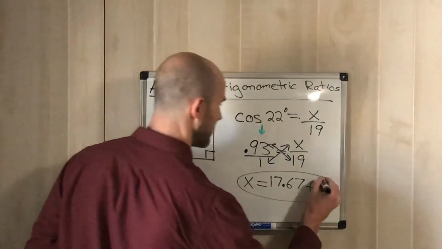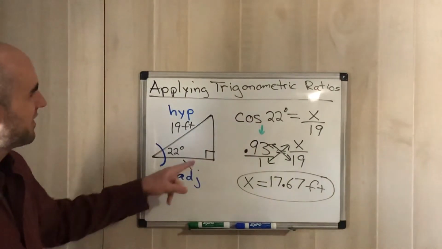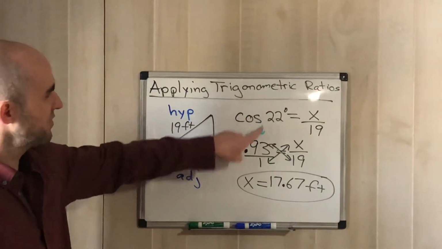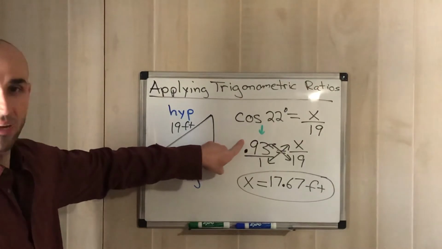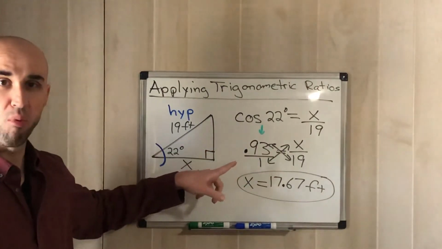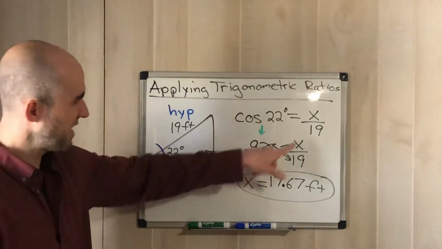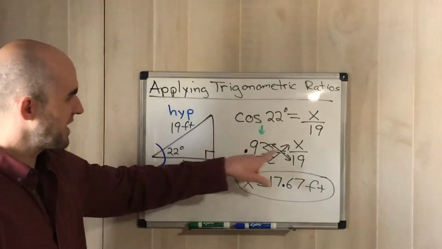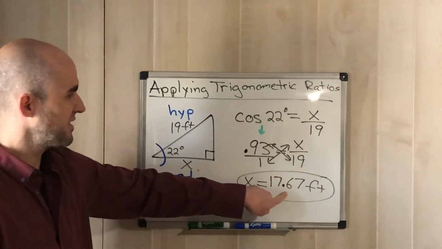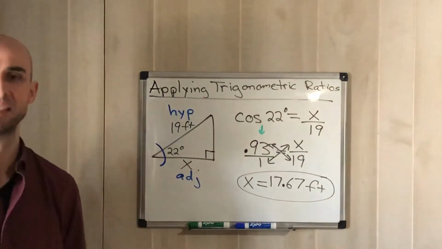That's all it is. So again, we set it up based on the information we had. First thing you got to do, cosine of 22, which gave us 0.93. And then in order to solve for x, put it over 1 to make it a proportion, which are easy to solve. Then cross multiply. 1 times x was x. 0.93 times 19 was 17.67. And there's our answer. We know that x is going to be 17.67 feet.